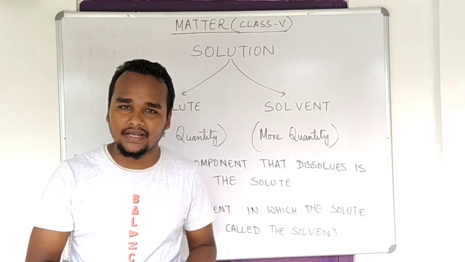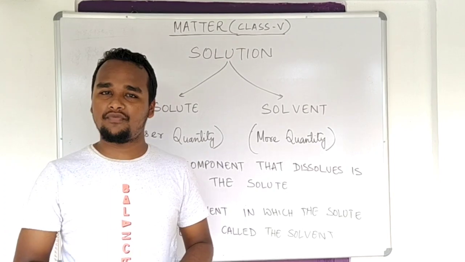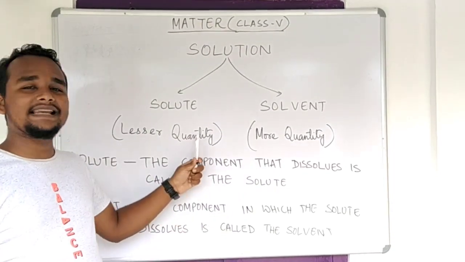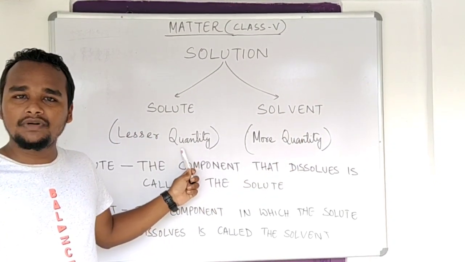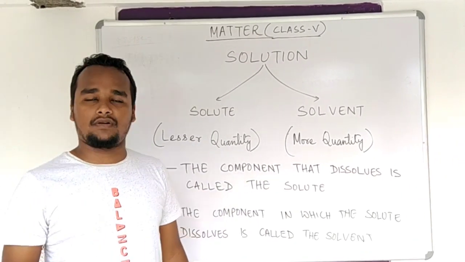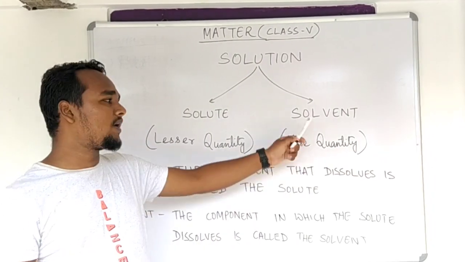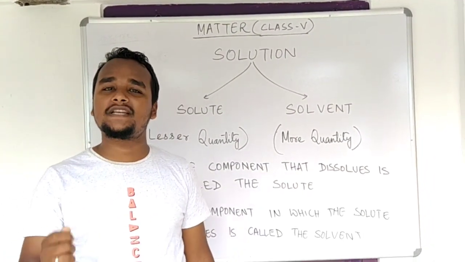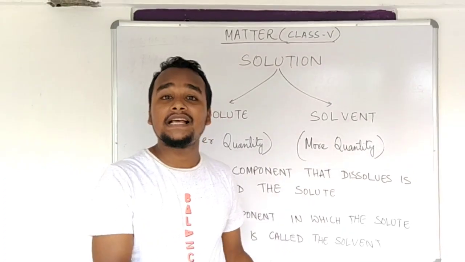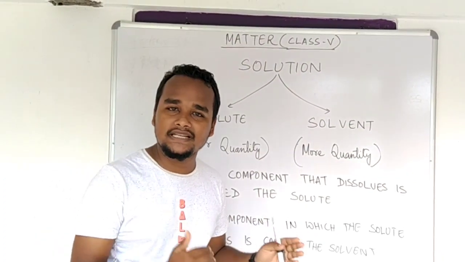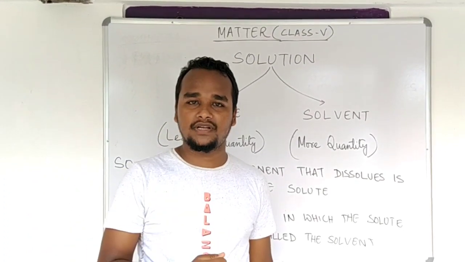Now if you compare the quantity of water and salt used to prepare that solution, what will you find? You will find that salt is present in lesser quantity and water is present in more quantity. So which one will be the solute? The salt will be the solute, because it is present in lesser quantity, and water will be called the solvent because it is present in more quantity. And also, water is the solvent because the salt, which is the solute, is dissolving in it. That is how to identify a solution.